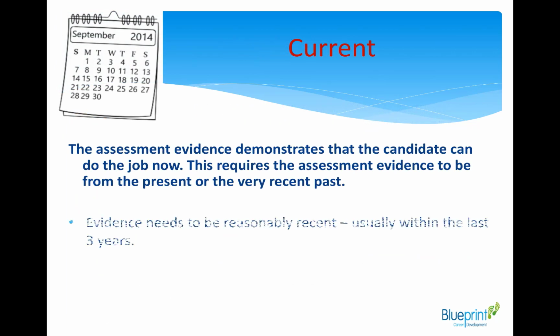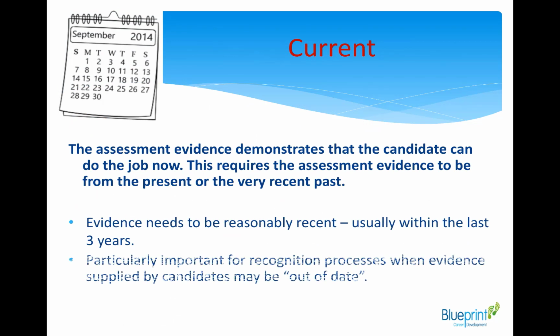Our third rule of evidence is about currency. Currency proves that the learner has the knowledge and skills to perform the task to industry standards right now. This requires most of the assessment evidence to be from the present or the very recent past, and generally evidence produced within the last 3 years is considered to be current, but that can depend on the industry.